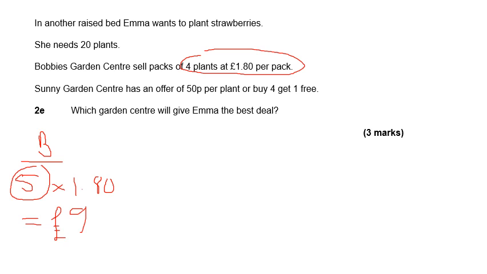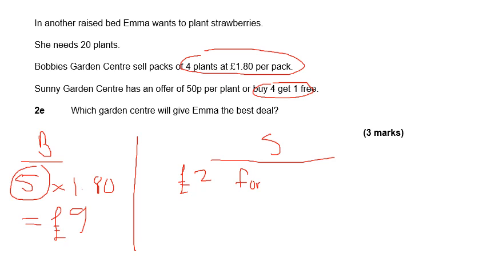So the next one then we have to work out is the Sunny. Just put S for Sunny here. Okay, a wee bit trickier. It says here that Sunny Garden again has an offer of 50p per plant, or buy 4 get 1 free. So what you need to realize here is if you buy 4 and get 1 free, that means that you will be paying £2 for every 5 plants from Sunny.